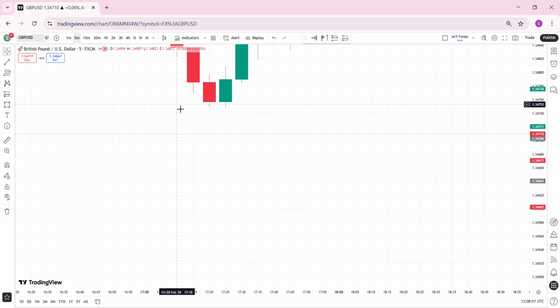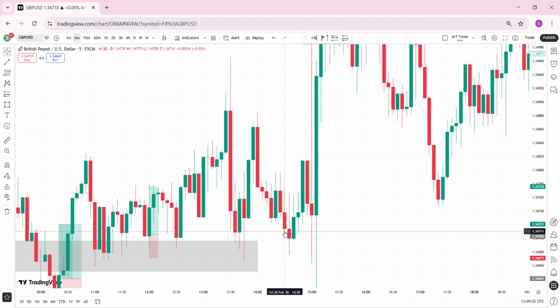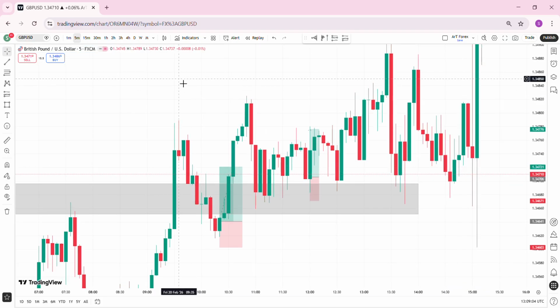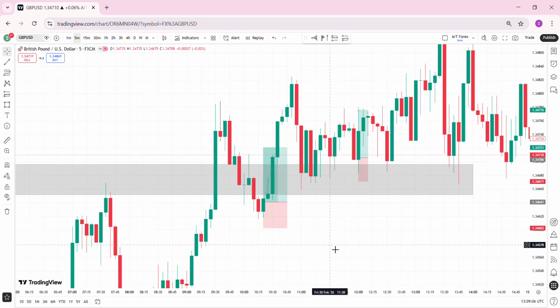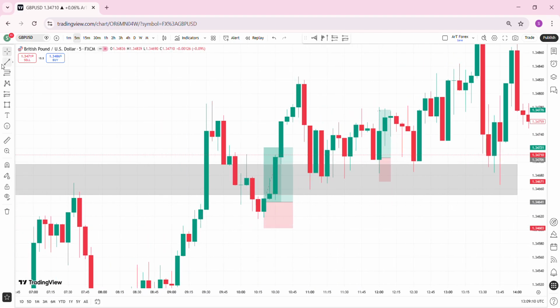Okay, so as you can see here, we are in 5 minutes time frame. After breaking it up and after market taking out this low of this body, it's a point where I started to look for confirmation to go long in this market.